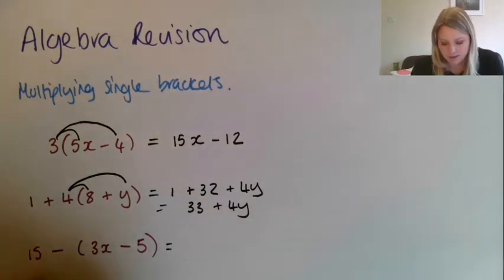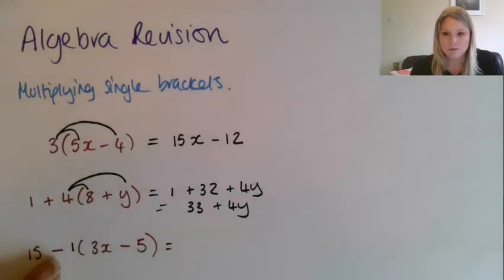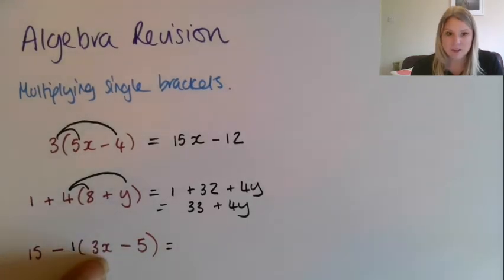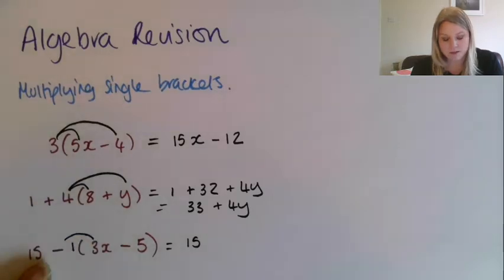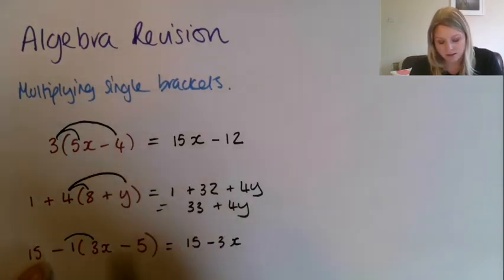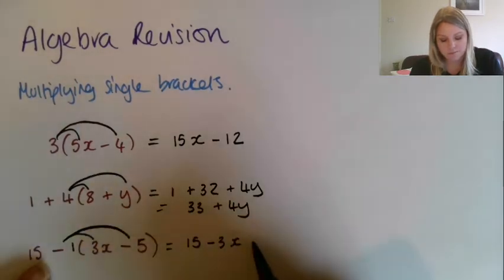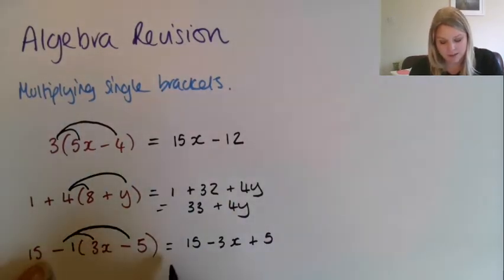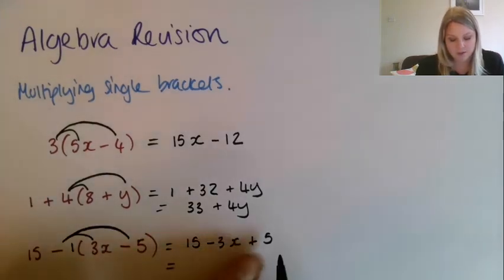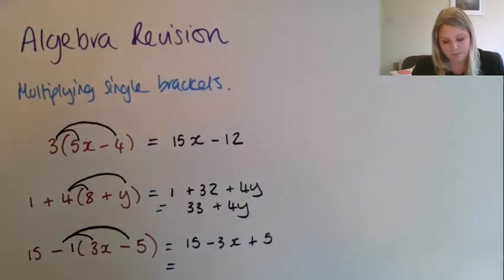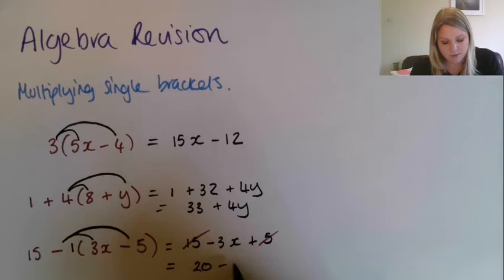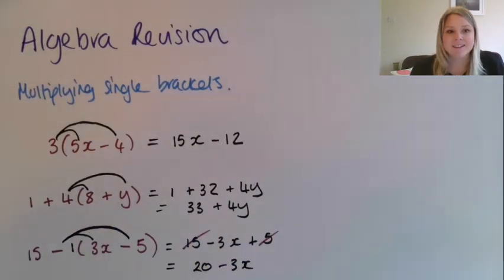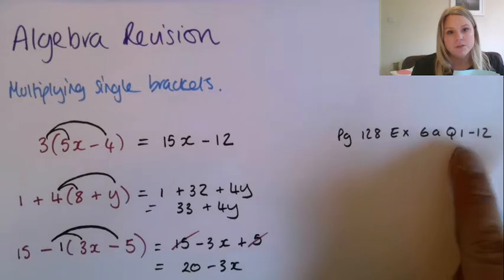See, if you have one like this, it's as if there should be minus 1 in front of that bracket, which means everything in this bracket has to be multiplied by minus 1. So my next line for this one would be 15 minus 1 multiplied by 3x gives me minus 3x, and minus 1 multiplied by minus 5 gives me plus 5. And then for my tidying up for that one, 15 minus 3x plus 5, I could gather my 15 and my 5 together because they're like terms. They're terms of the same type. So 20 minus 3x.